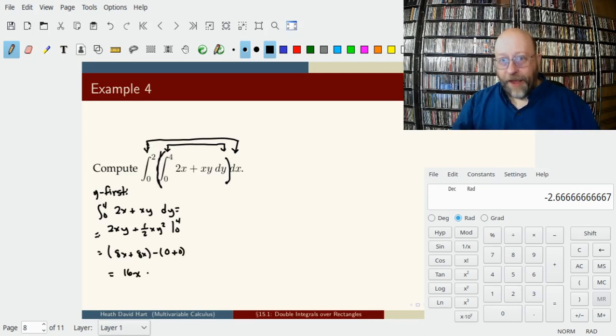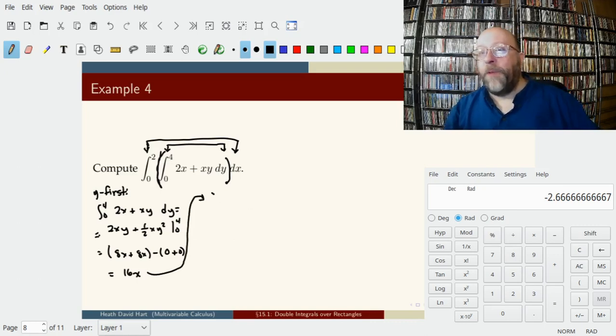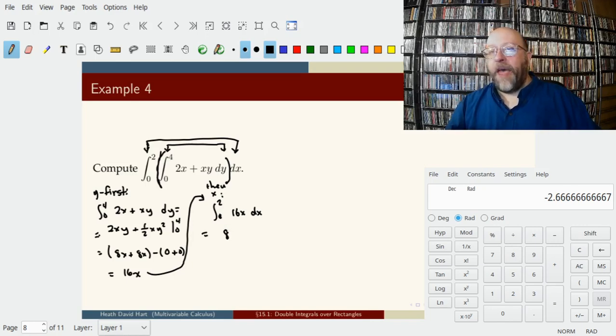Now I take this answer and I integrate that with respect to x. So y first and then x. So we're going to integrate 16x from 0 to 2. So the integral of 16x is 8x squared. We'll plug in 0, we'll plug in 2. 8 times 2 squared is 32. And 8 times 0 is 0. And my final answer is 32.